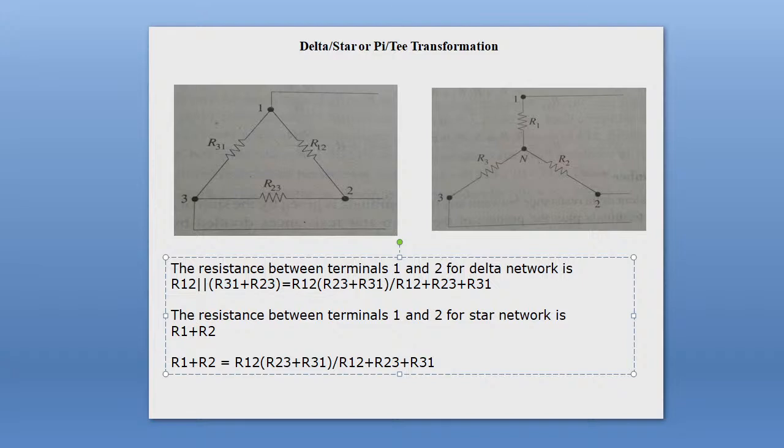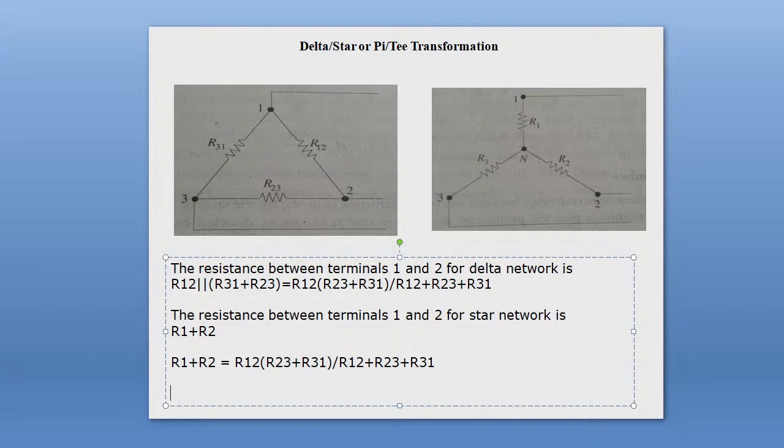Okay, so everyone, now calculate the terminal resistance for 2 and 3 for delta network and also for star network, and make them equal. So therefore you can write, for the next case, if we consider terminals 2 and 3, you see, for star network there are two resistances connected in series between 2 and 3.